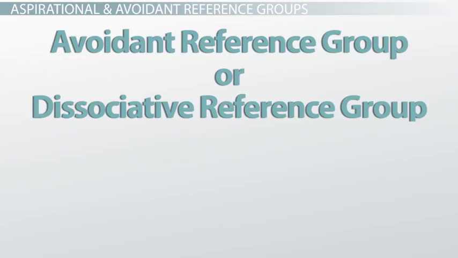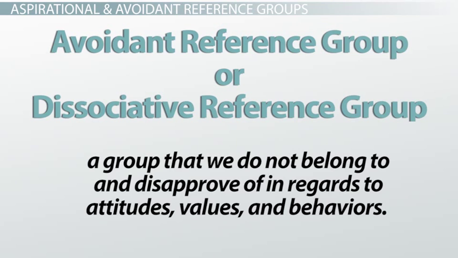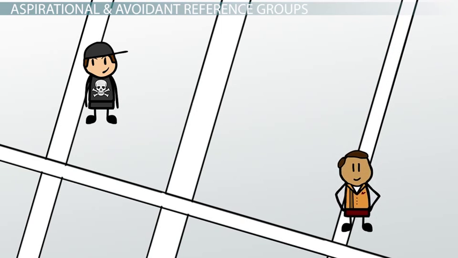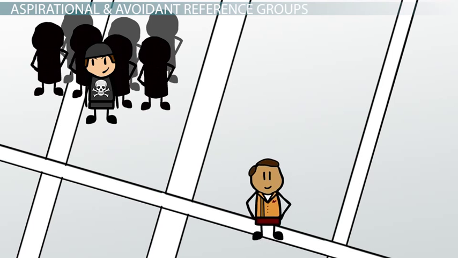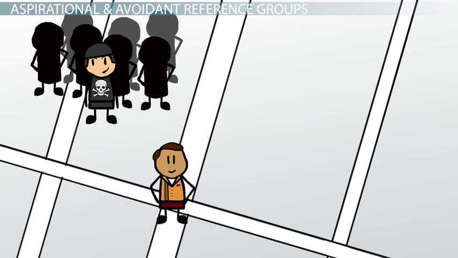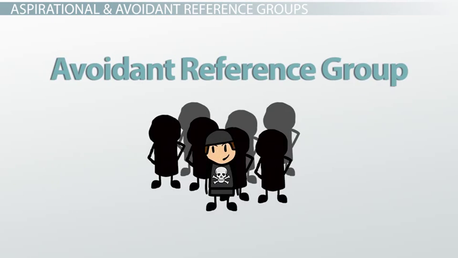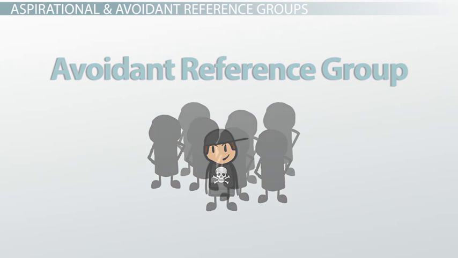An avoidant reference group, also known as a dissociative reference group, is a group that we do not belong to and disapprove of in regards to attitudes, values, and behaviors. Suppose that Jim knows there is a gang in a rough part of town. Jim stays far away from known gang members, avoids going to that part of town, and does not participate in any of the activities the gang members participate in. In this example, the gang serves as an avoidant reference group.